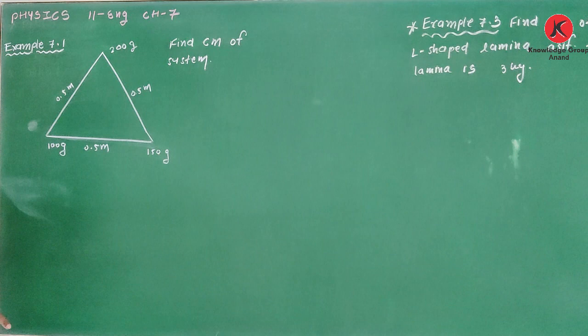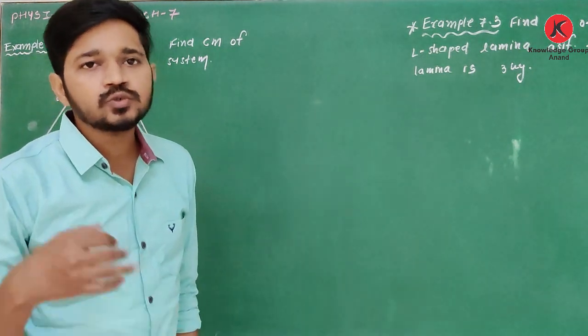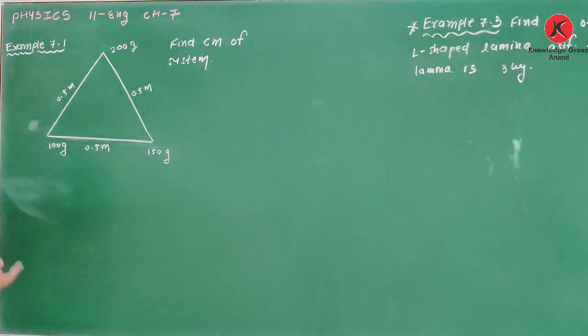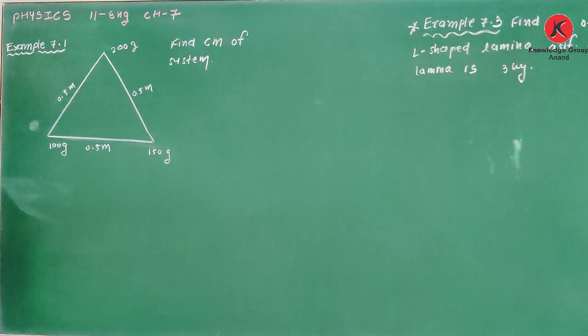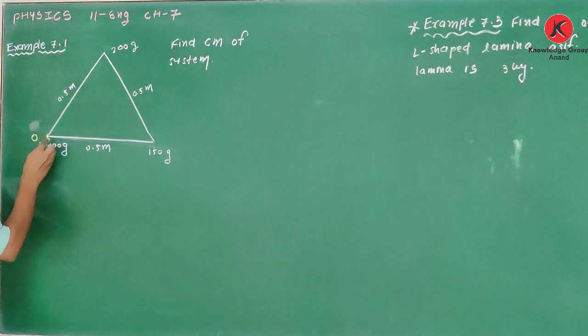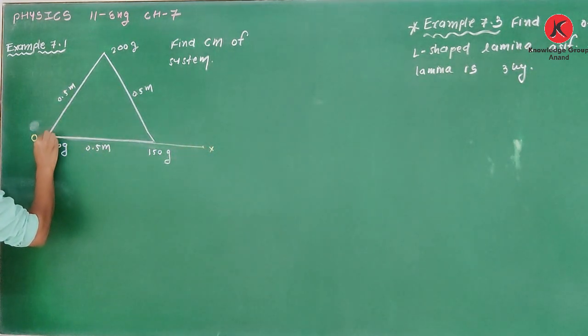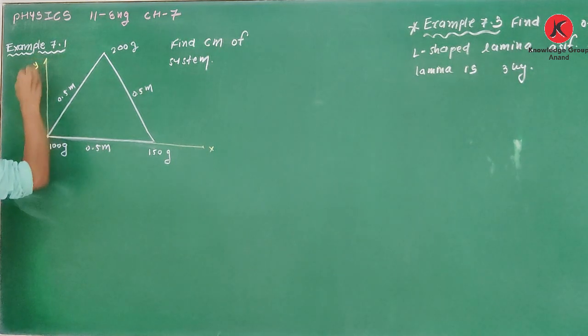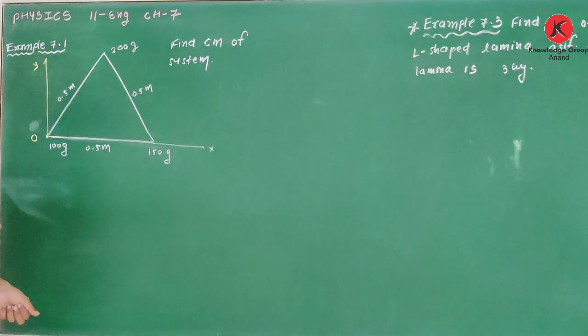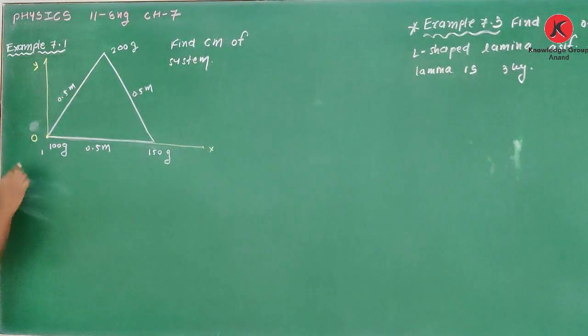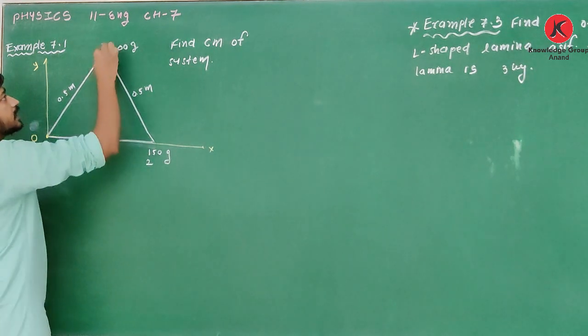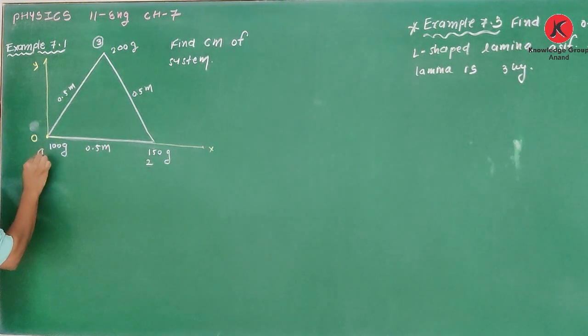First of all, we have to find center of mass with respect to something. Here I will find center of mass with respect to this 100 gram particle. So first of all, I will take this 100 gram particle at origin. So this becomes the x-axis and this becomes the y-axis. Take origin at this 100 gram, the first particle, this is the second particle and this is the third particle.